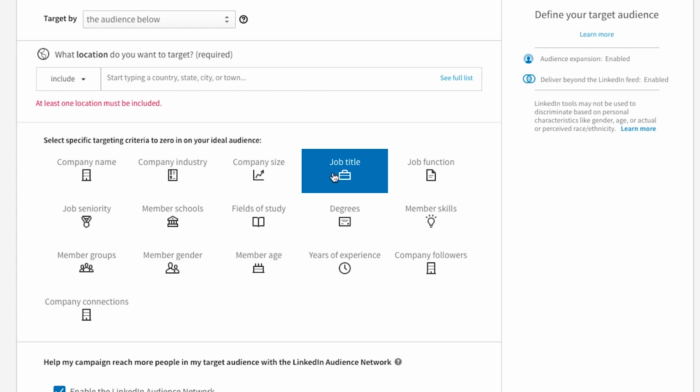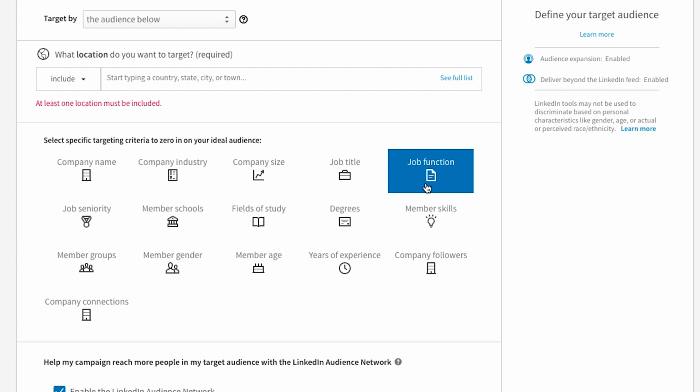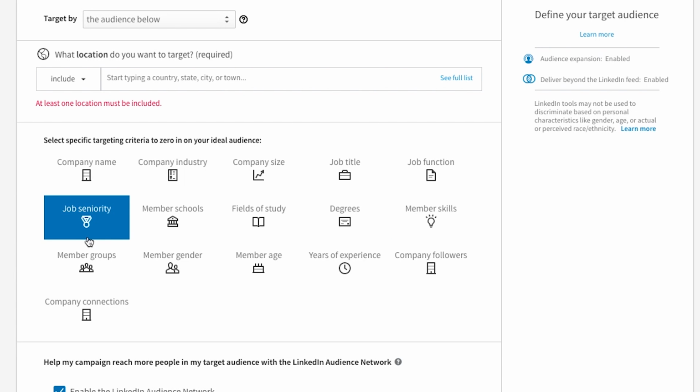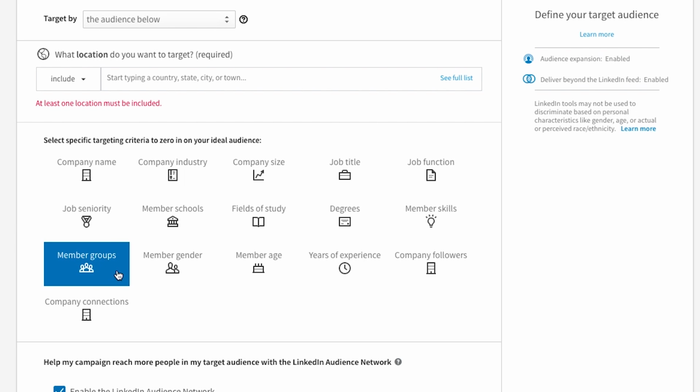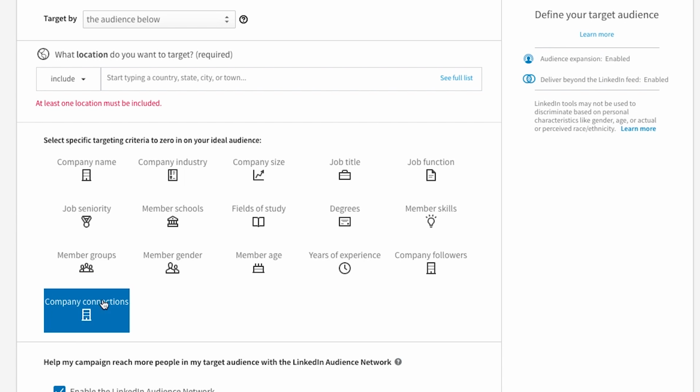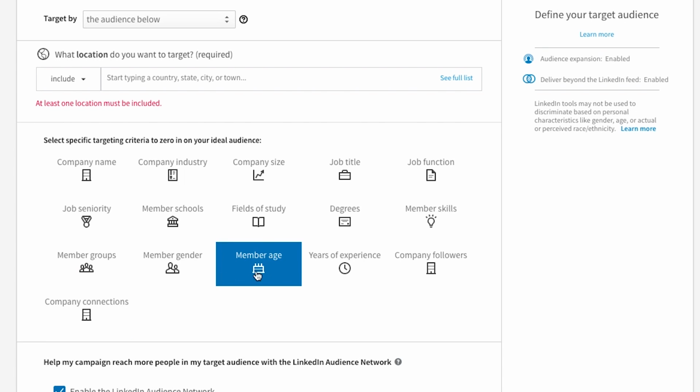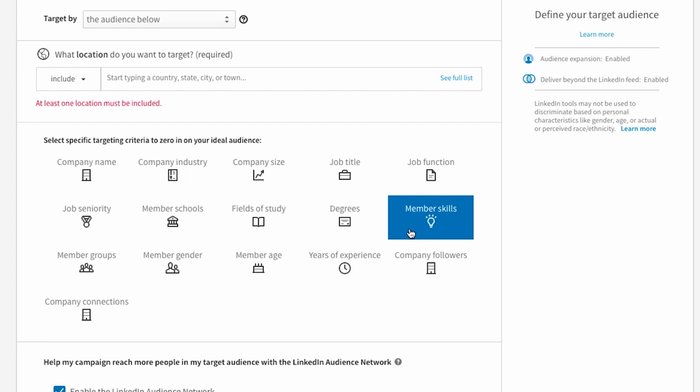Job titles. So job title is probably the most common targeting parameter used on LinkedIn. Job function, job seniority. You can also get into these other targeting parameters here, like schools, gender, age, member skills, so the skills that someone puts on their LinkedIn profile. So a lot of really cool things there.